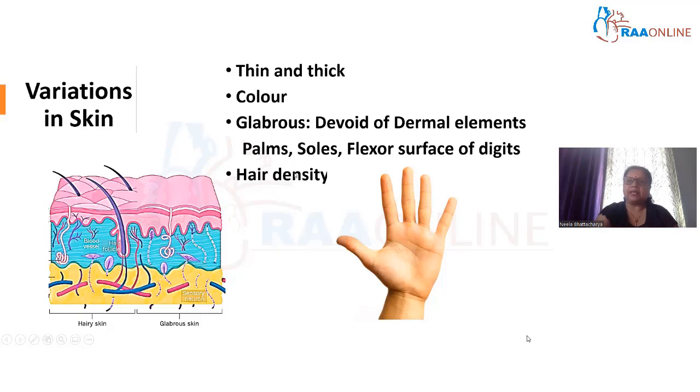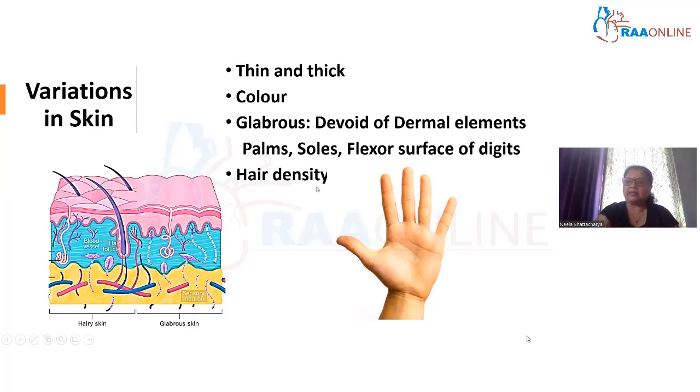What is a glabrous skin? A glabrous skin is devoid of dermal elements. That is, it does not have sebaceous glands, sweat glands, does not have hair follicles. So sometimes we need to graft areas where there is glabrous skin. So that time we should know.